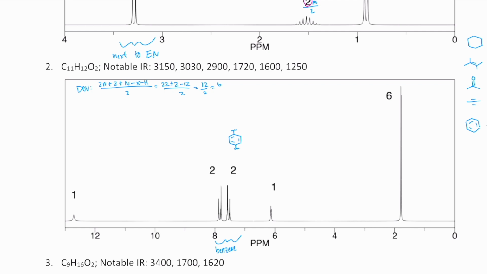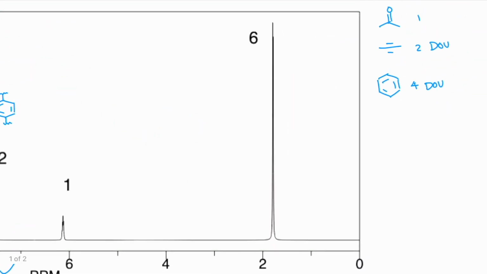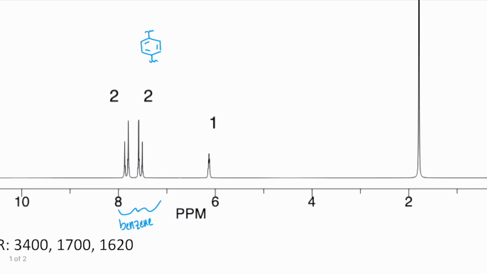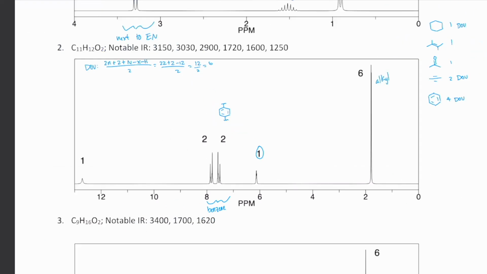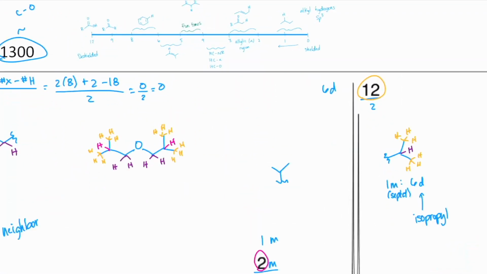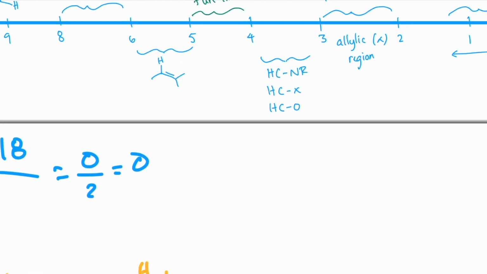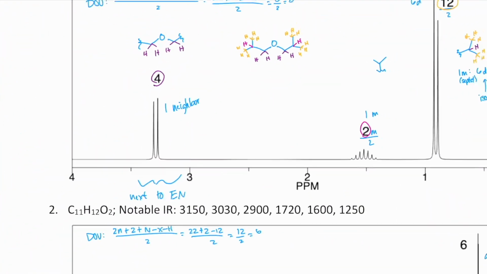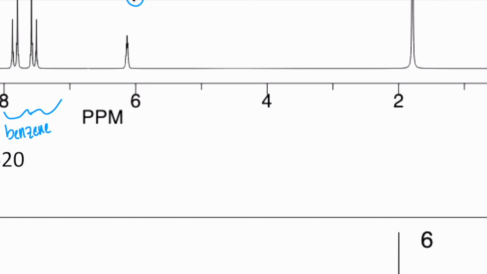Where should we start? Well, here we have some alkyl group. Okay. Here we have something interesting. It's near about 6. Let's see, what's near about 6? Oh, a hydrogen attached to an alkene. Okay. So likely, we're going to have something that looks like that.